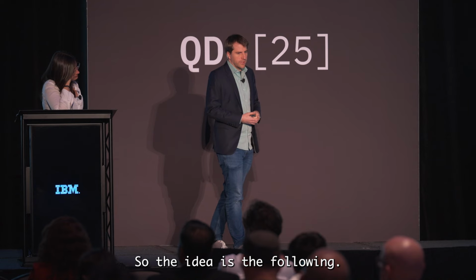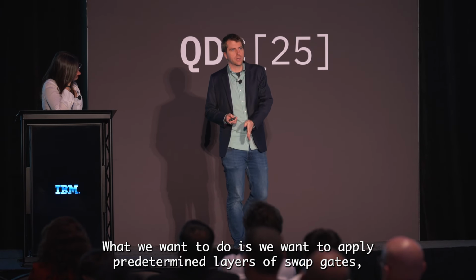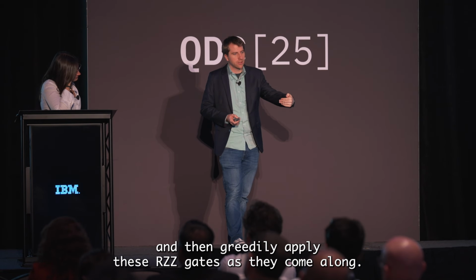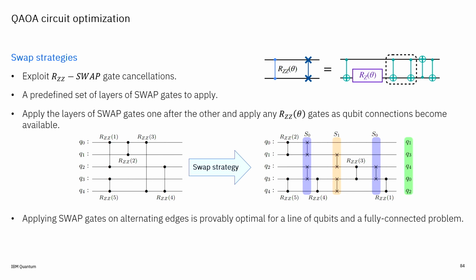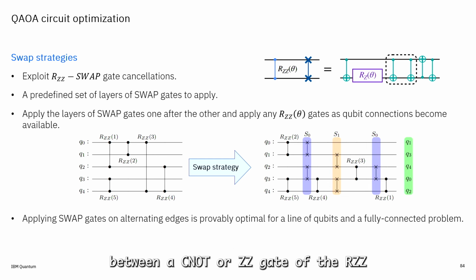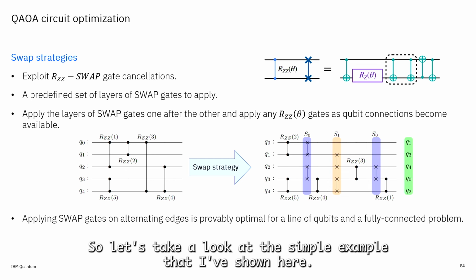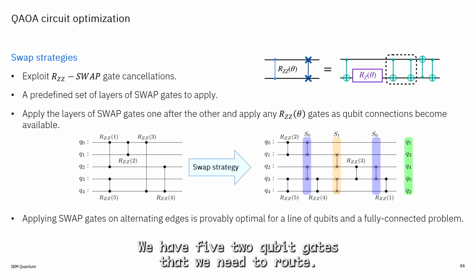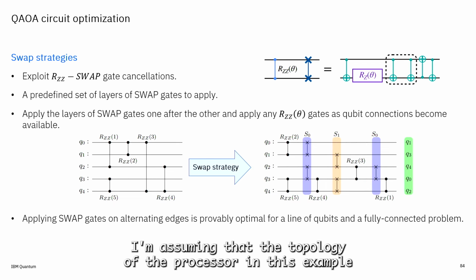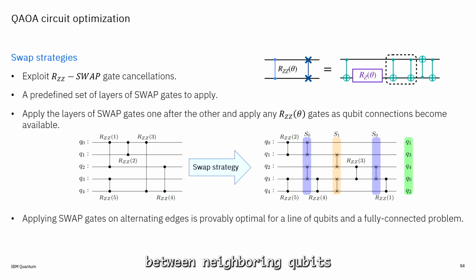So the idea is the following. What we want to do is apply predetermined layers of swap gates and then greedily apply these RZZ gates as they come along. And if we do this properly, we can leverage gate cancellations between a CX or CZ gate of the RZZ and one of the 2-qubit gates from the swap gate. So let's take a look at the simple example that I've shown here. We have 5 2-qubit gates that we need to route. I'm assuming that the topology of the processor in this example is a line of qubits, meaning that I can only do gates between neighboring qubits.